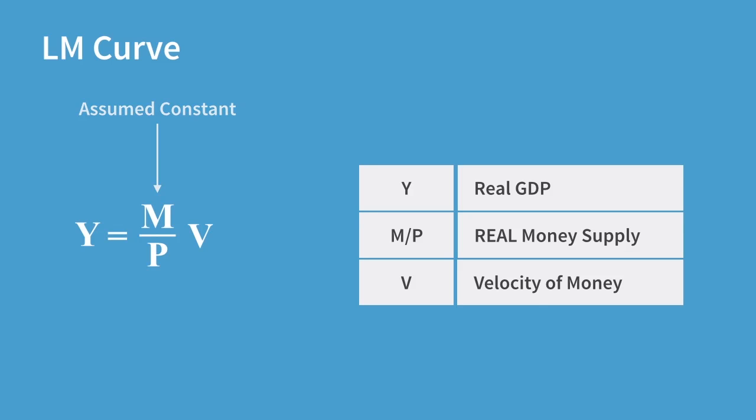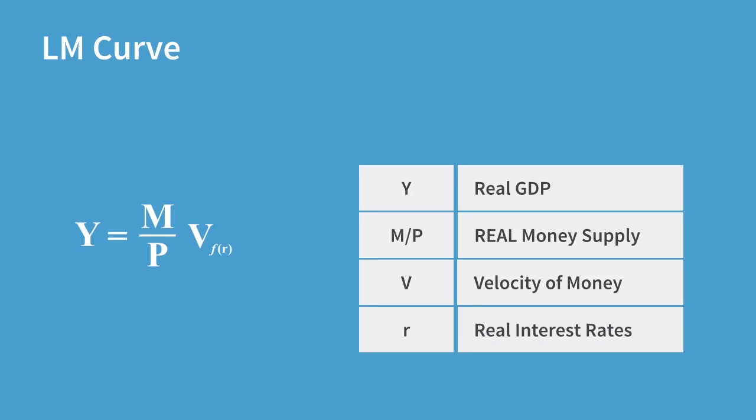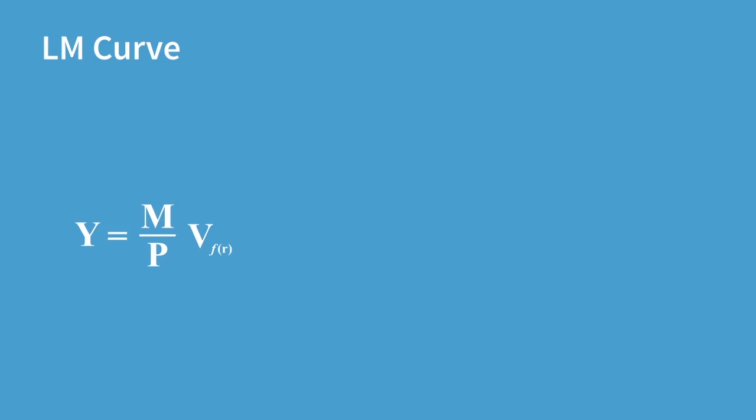Okay, next, the V term for velocity of money. Now, as we said, this is all about how much people want to hold cash balances or people's desire for spending. So this will be directly related to interest rates. As interest rates rise, people will want to put their money into savings accounts and earn interest. And when interest rates fall, people will prefer to hold cash balances. So now we have an expression dependent on interest rates on the right-hand side of the equation and an expression dependent on real GDP on the left.